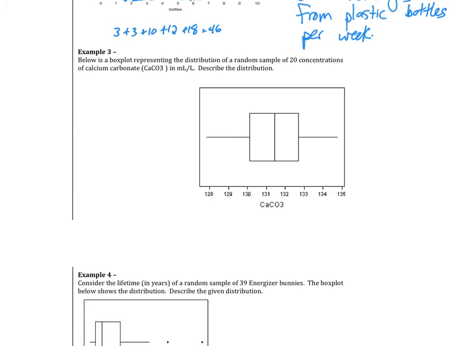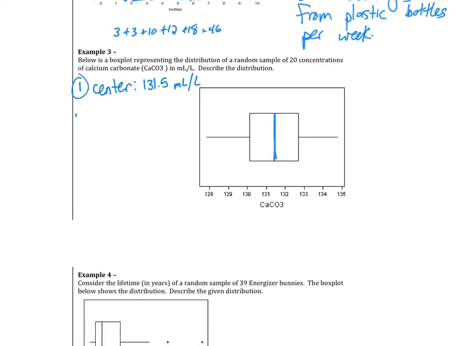So first of all, we want to find the center, which is the median. The median in the box plot is right here. So about how big would you say that is? It looks like it's directly between 131 and 132. So we would say the center is at 131.5. That is milliliters per liter.